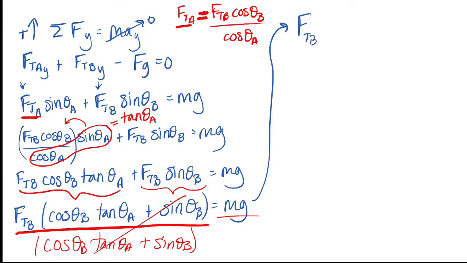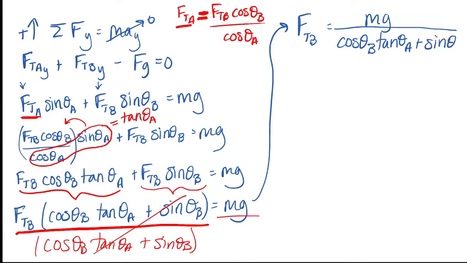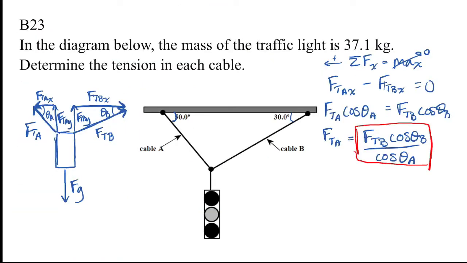So force of tension at B is equal to mg all divided by cosine of the angle at B times the tan of the angle at A plus the sine of the angle at B. Oh my good Lord. That's a lot of work. Okay. So now we actually have to just remember what all the things were.